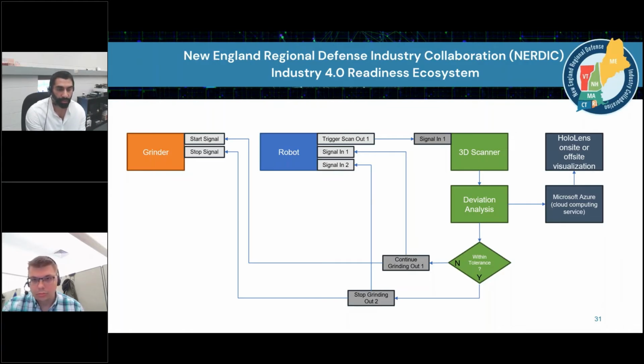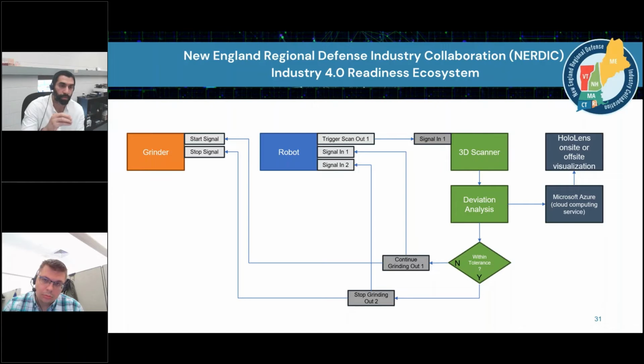So here, if we focus for a moment on the robot, we have three signals. We have a trigger out, which is a trigger to scan the part. In this case, because we're using the robot to actually hold on to the turbine blade, we want the robot to tell the scanner when it requires a scan. And so this is the trigger out.